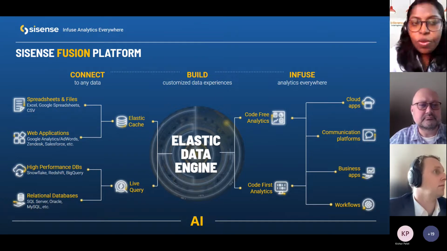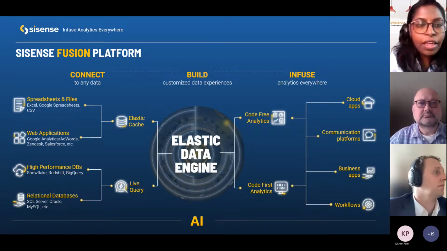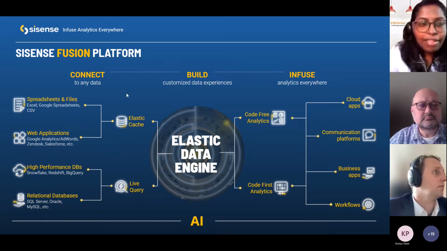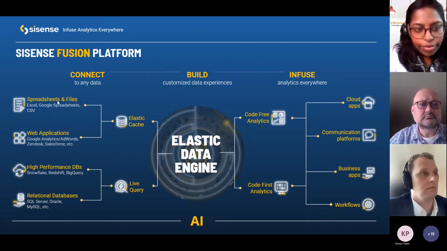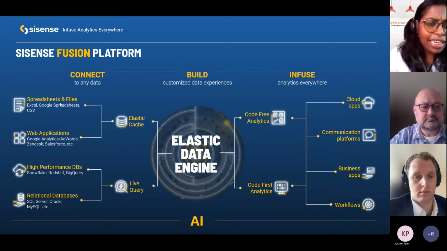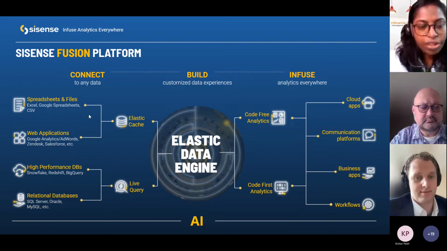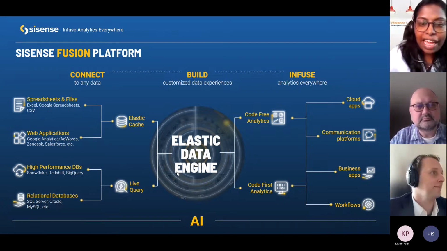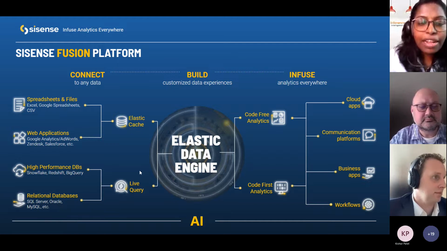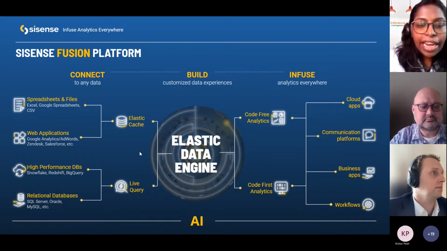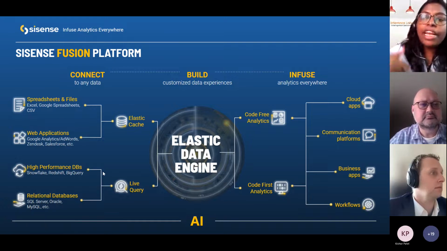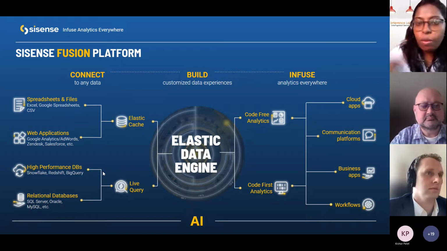Thank you. So this is the Sisense Fusion platform. I hope you're able to see my screen. Basically, Sisense connects to all different types of data sources, from normal files to relational databases and high performance databases. Once you connect to this data, you have two options: you can cache the data and put it within the Sisense AI engine or analytics database, or you can connect live. And here you have the option to schedule the build and refresh the data.